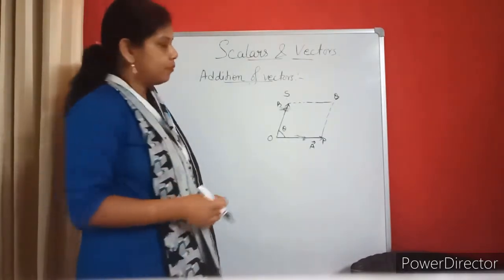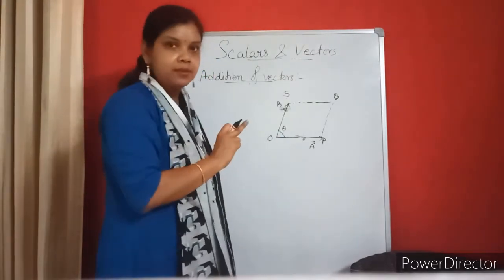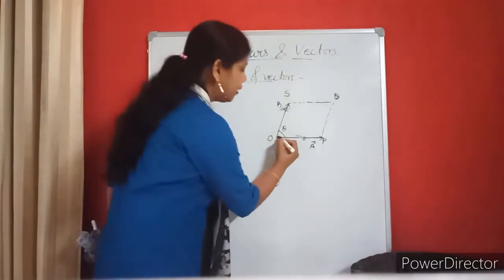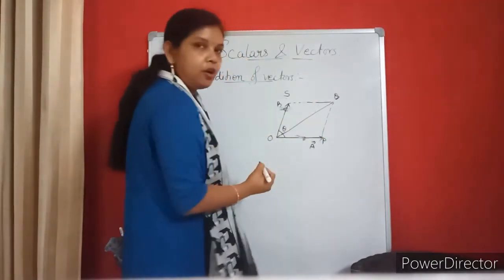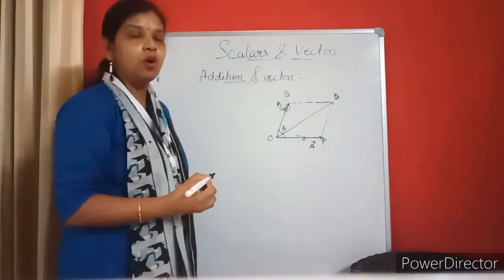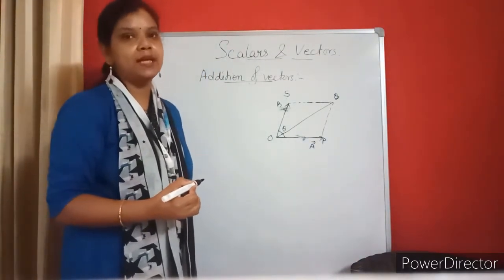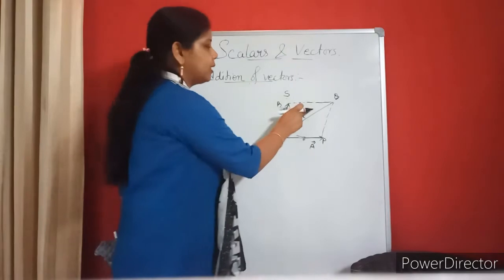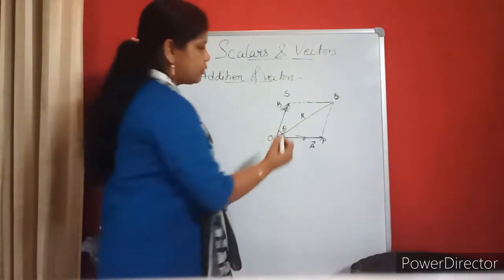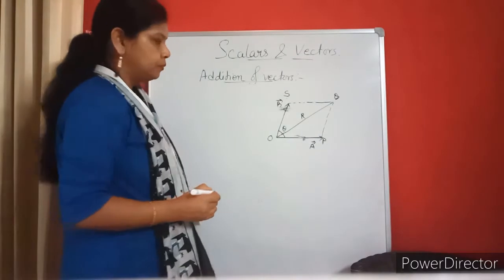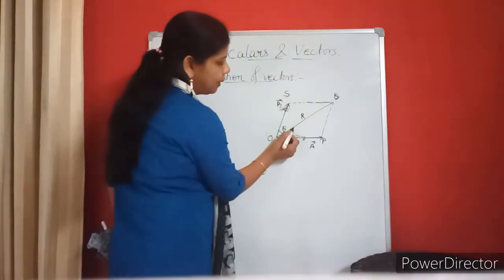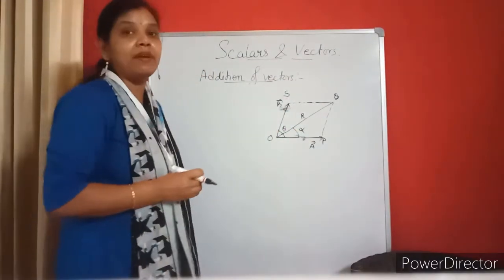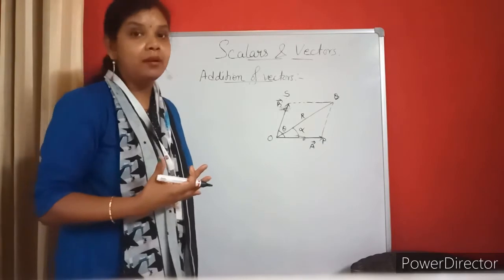According to the parallelogram law, if two vectors represent adjacent sides of a parallelogram, then the diagonal of the parallelogram will give the sum of the two vectors, or the resultant of the two vectors. So let us represent this by vector R. So this is my A plus B. Done? And the angle made by the resultant with A will be an angle, because it is a vector quantity, so the resultant should also have a direction.